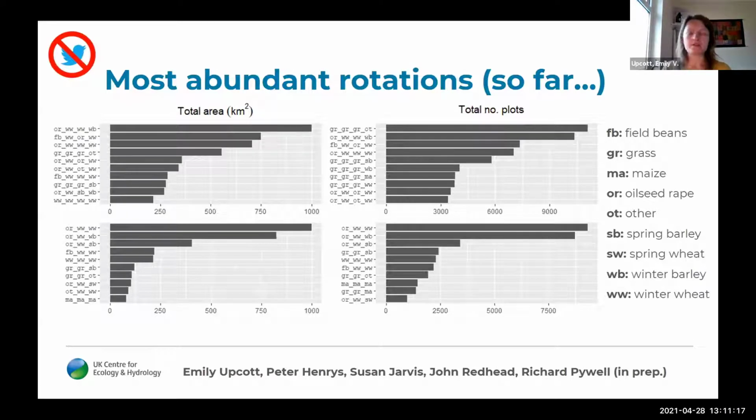I don't have an image of it because there are quite a lot of them, but the least abundant rotations are much more mixed and less winter cereal heavy. Rotations occupying just a single plot in Great Britain count for between 1/6 and 1/8 of all unique rotations, but account for far less than 1% of the total area.